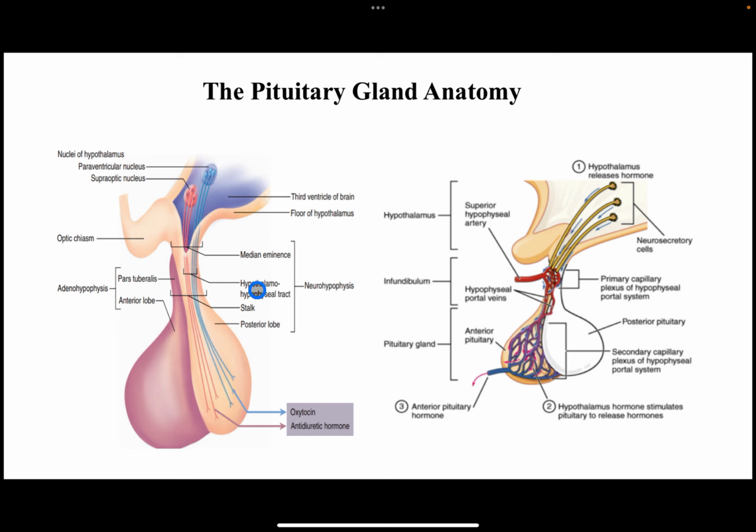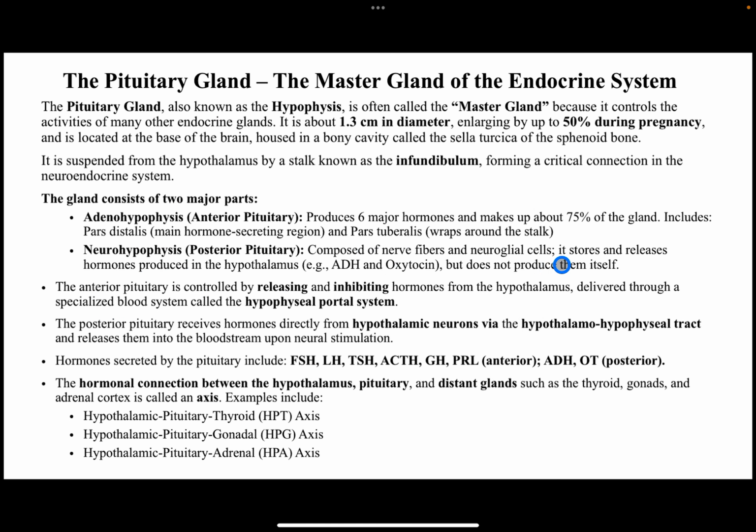So this is what we are talking about. You see, it is suspended by the hypothalamus by the infundibulum. So this region is what we are referring to as the infundibulum. Here is the hypothalamus, and the gland is suspended from the hypothalamus by this region, the infundibulum. That is what we are talking about.